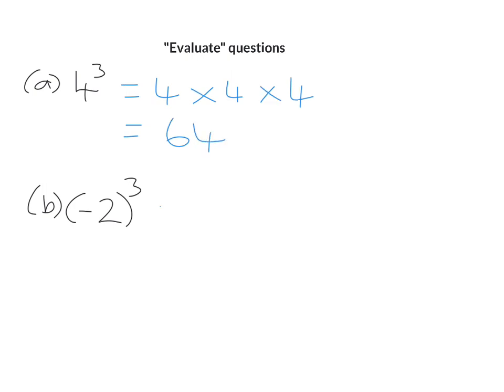Part B, minus 2 cubed. So when it's a minus number raised to a power, first thing to do is to decide, is your answer going to be plus or minus? So your rule would be, if the power is odd, your answer will be minus, and if your power is even, your answer will be plus. So we're cubing this, so it's an odd power, so our answer is going to be minus, and then 2 cubed is 8.